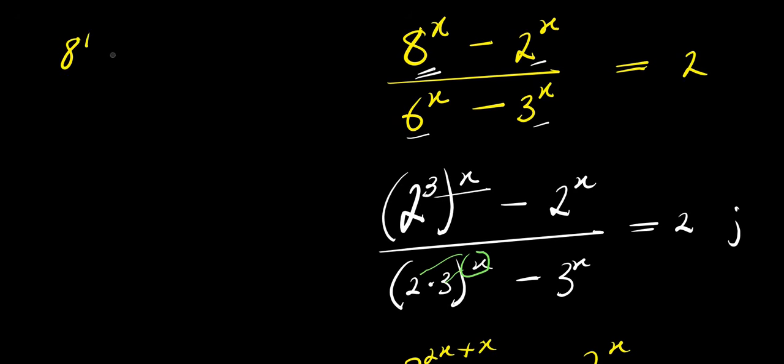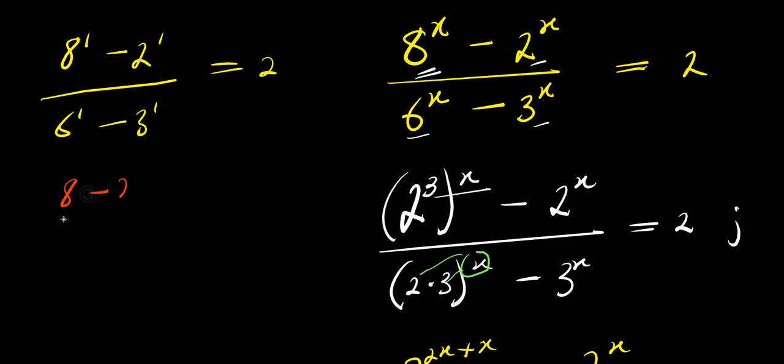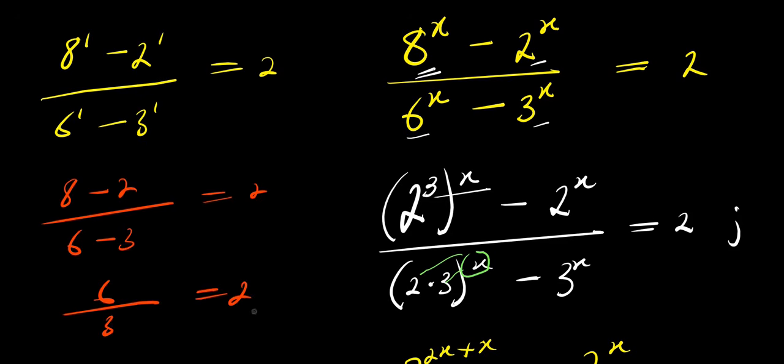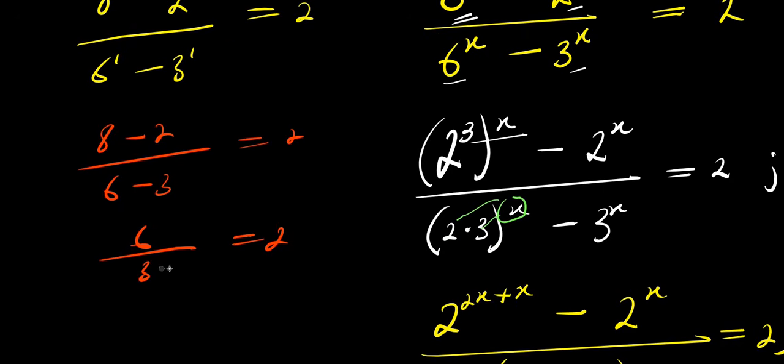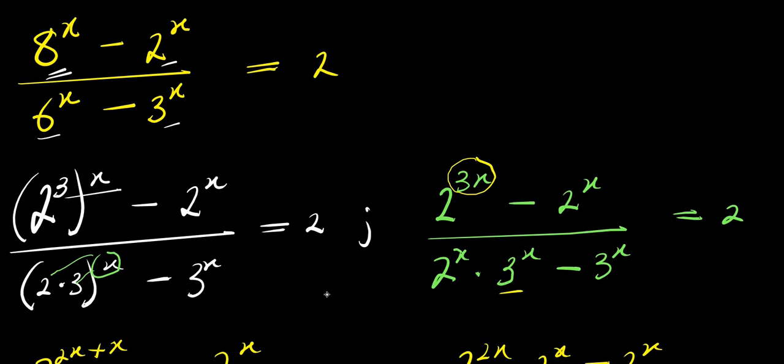That means (8^1 minus 2^1) divided by (6^1 minus 3^1) equals 2, because that is the only solution. 8 power 1 is 8, minus 2, divided by 6 minus 3, equals 2. 8 minus 2 is 6, and 6 minus 3 is 3, so 6 divided by 3 equals 2. And from here, 6 divided by 3 is 2, equals 2. So guys, have you seen it? That is the only solution for this exponential problem.